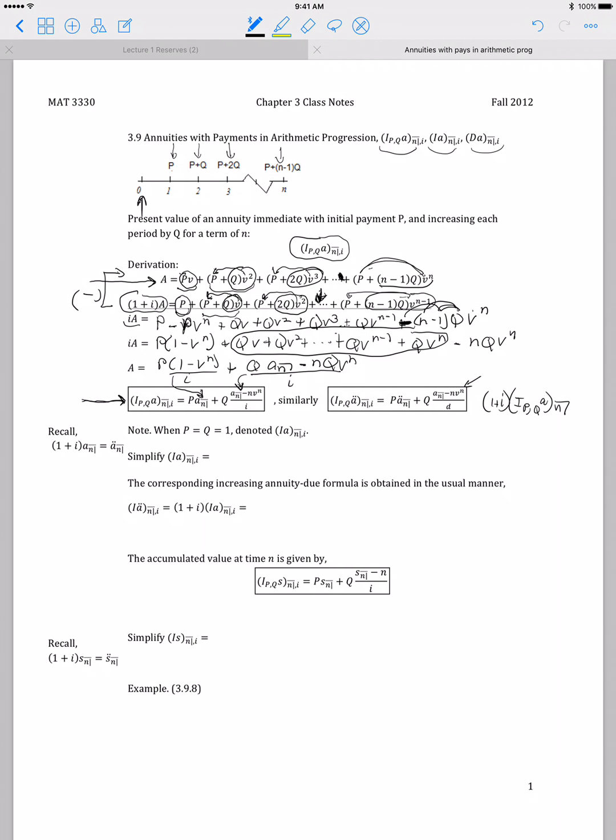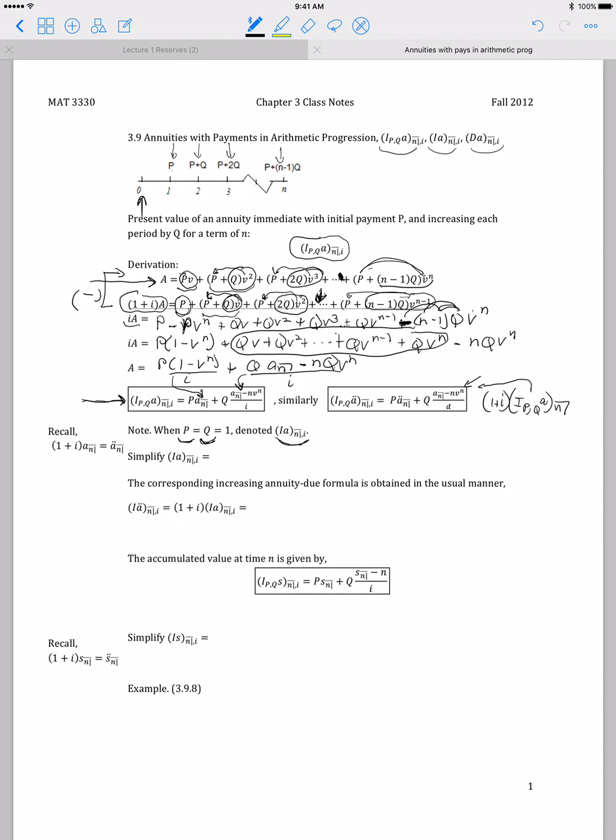So again, we don't really have to memorize this formula, but it's easily derived, or you can just take the formula in the first box, multiply by 1 plus i, and you'll get the value for the annuity due. Another formula that is very basic that we use a lot is when the first payment P is 1 and the increasing amount is also 1. And we give that a special symbol, (Ia). So this is an arithmetically increasing annuity with initial amount 1 and increasing amount 1.